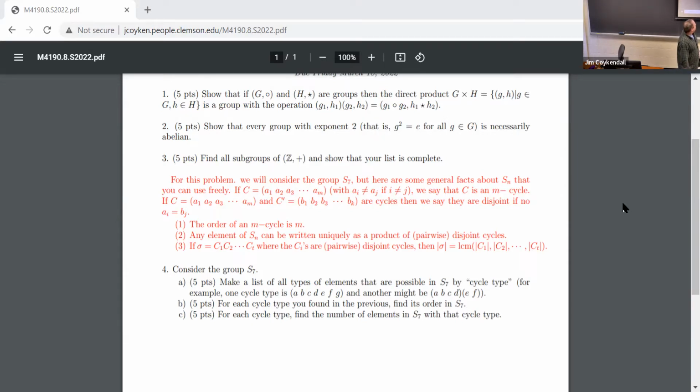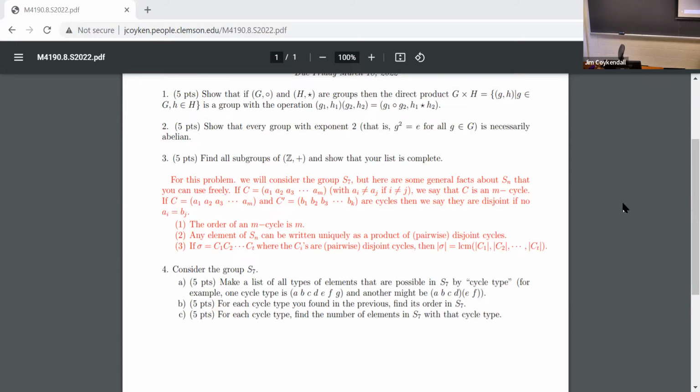For each cycle type that you find in part A, find its order using that up there. That'll be kind of interesting. And then this is just like going back to the old poker problems. How many elements of each cycle type are there? So for example, we're in S7. If you use all 7 numbers, A, B, C, D, E, F, G, and make a 7 cycle, how many of those are 7 cycles?